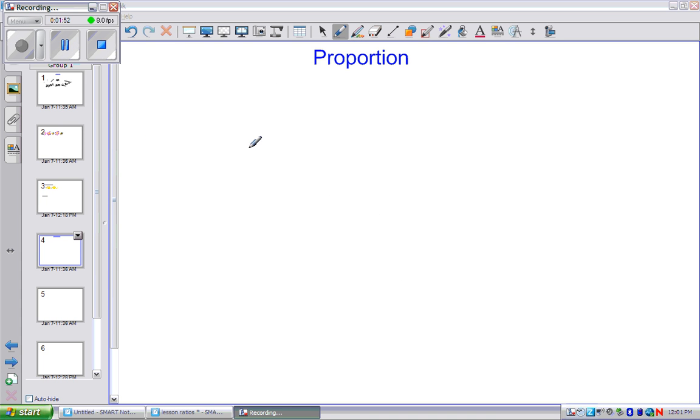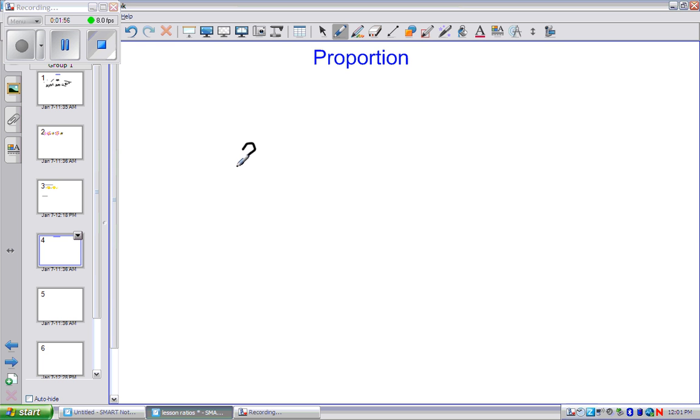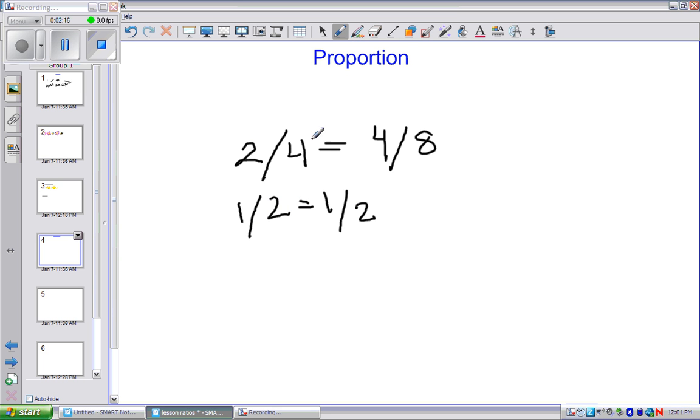Remember, a ratio is a comparison of two numbers. A proportion is when you take two ratios that are being compared. When two ratios are equal, like 2/4 and 4/8, they are proportional. Because if you simplify both these ratios to their base rate, they both equal 1/2. 1/2 equals 1/2. This means these two ratios are proportional. Another way to think of proportion is equivalence.